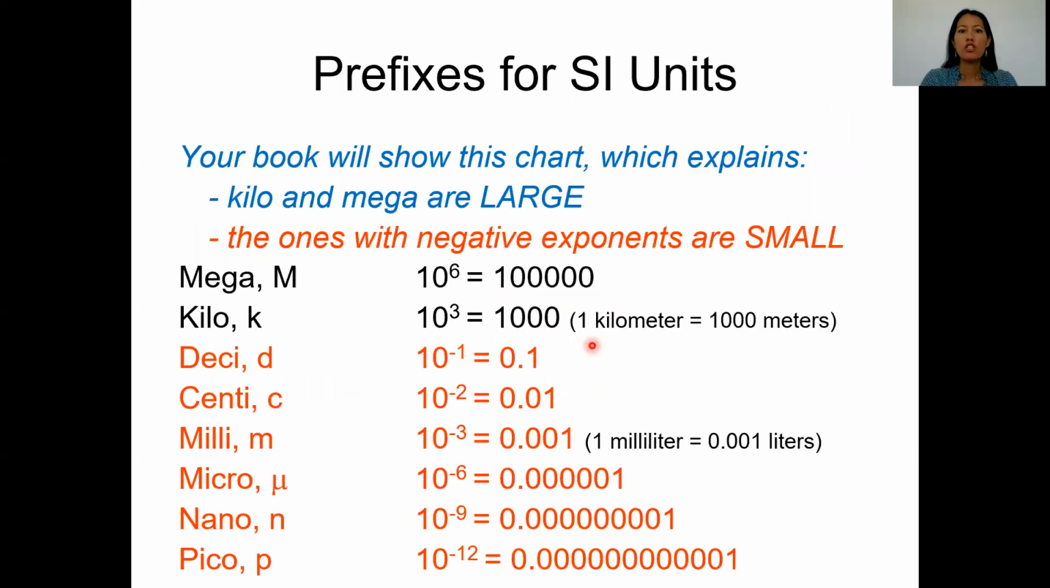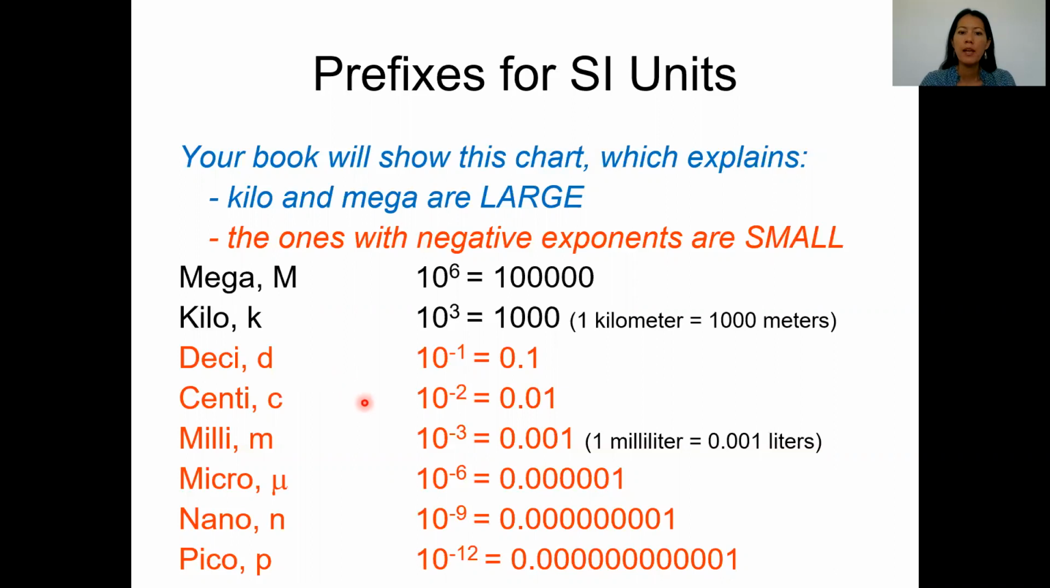Okay, so we're going to use prefixes for some of these SI units, such as kilo or centi or micro or nano. The reason is in chemistry, sometimes you're using really large or really small amounts of substances or measurements. So I just want to show you that in your book and in a lot of places, you're going to see this sort of chart.